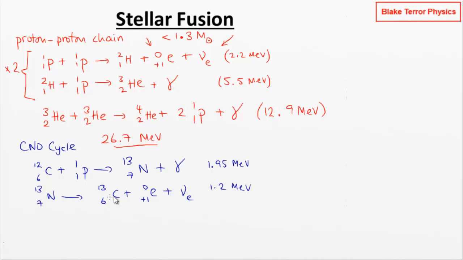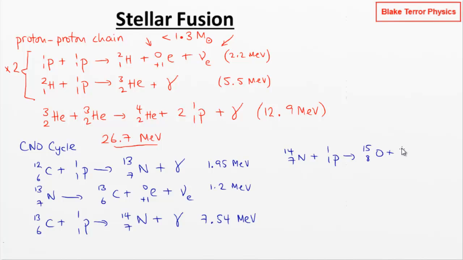Then now we've got this carbon-13. That carbon-13 is going to combine with a proton, which is then giving us nitrogen-14. That gives us a photon, that gives us 7.54 mega electron volts. So we're ramping up a bit there. Now we've got nitrogen-14. That combines with another proton, giving us some oxygen-15 and a photon, giving us 7.35 MeV.